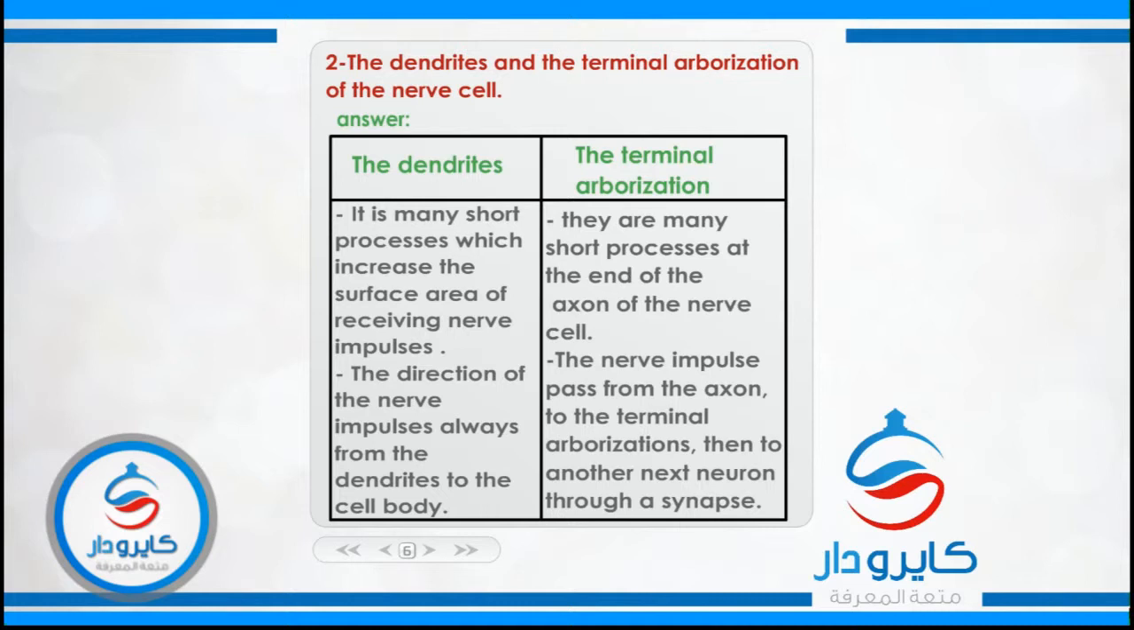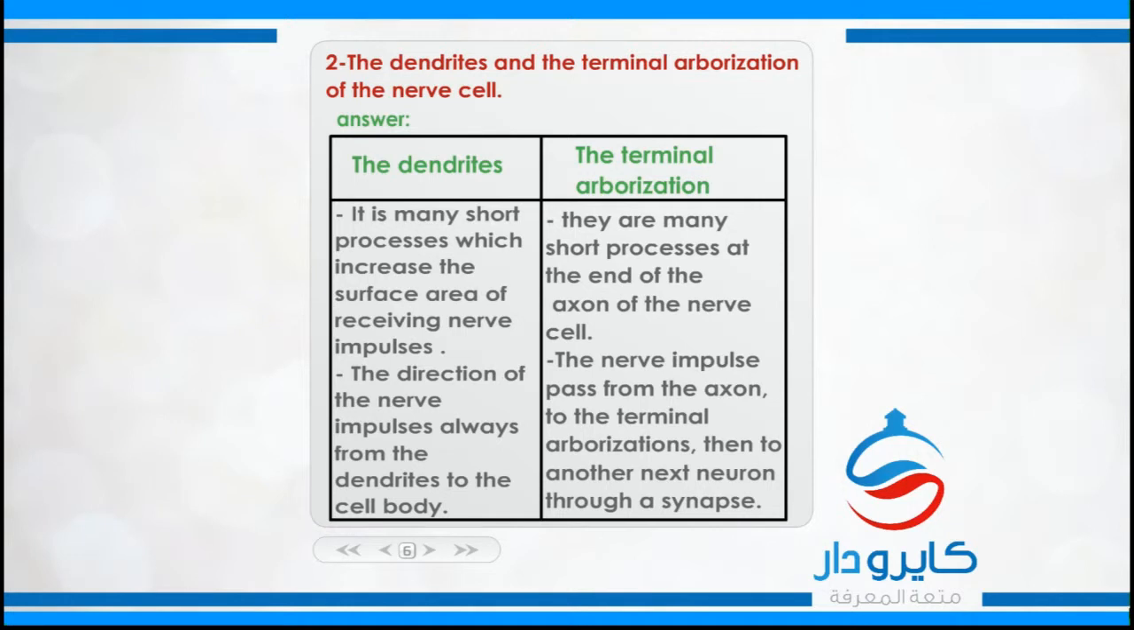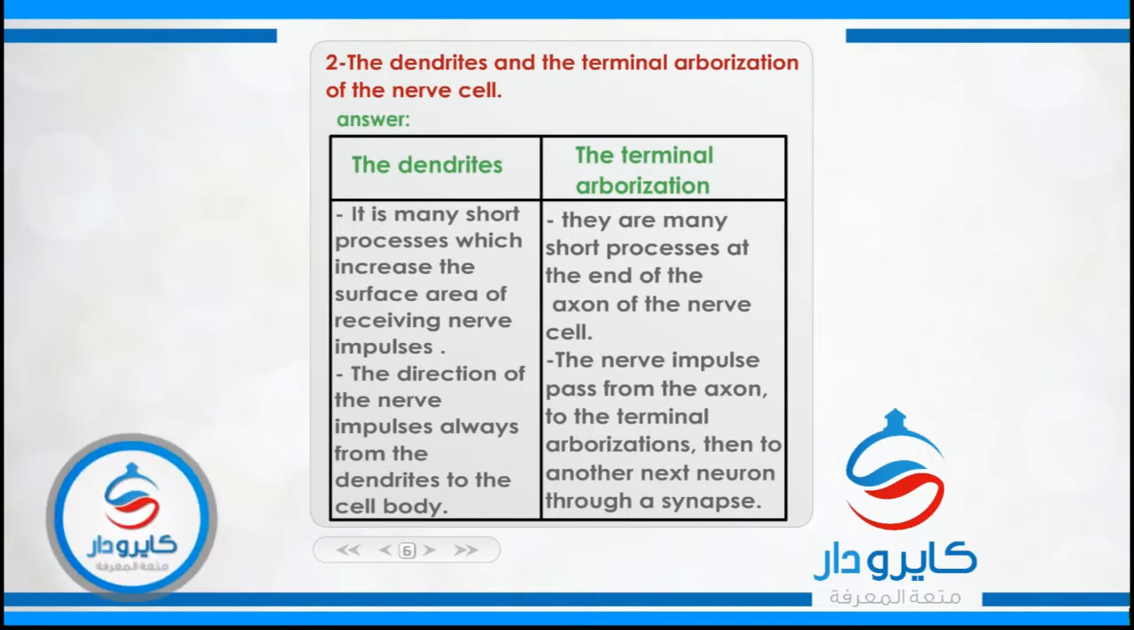So the terminal arborizations are many short processes at the end of the axon of the nerve fiber, and the nerve impulses travel from the axon to the terminal arborization, with the presence of the synapse. The synapse allows the passage of the nerve impulses in the form of a neurochemical transmitter that passes from the presynaptic membrane through the cleft to reach the postsynaptic membrane, causing the transmission of the nerve impulses through the synapses.